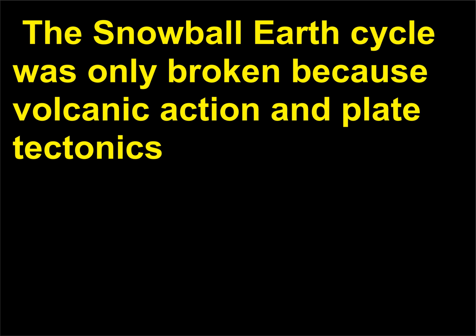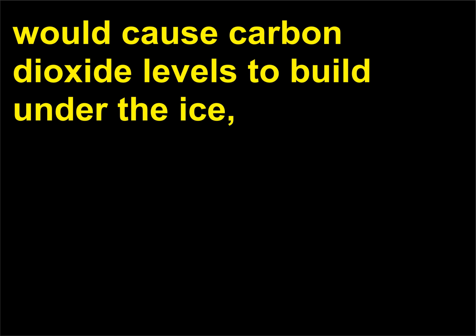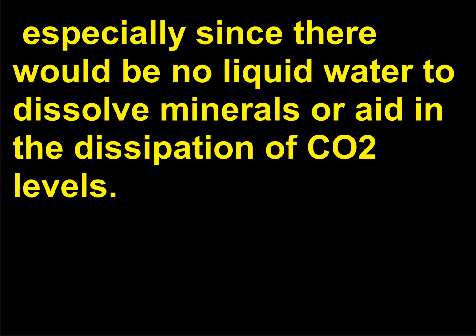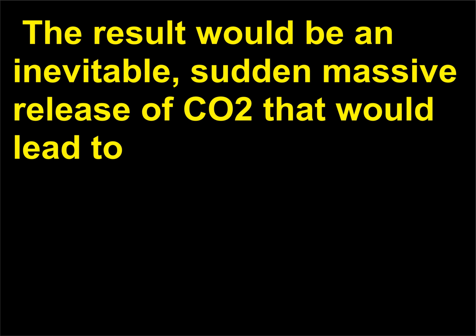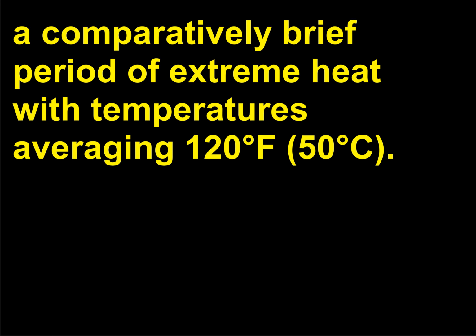The snowball Earth cycle was only broken because volcanic action and plate tectonics would cause carbon dioxide levels to build under the ice, especially since there would be no liquid water to dissolve minerals or aid in the dissipation of CO2 levels. The result would be an inevitable, sudden massive release of CO2 that would lead to a comparatively brief period of extreme heat with temperatures averaging 120 degrees Fahrenheit, 50 degrees Celsius.